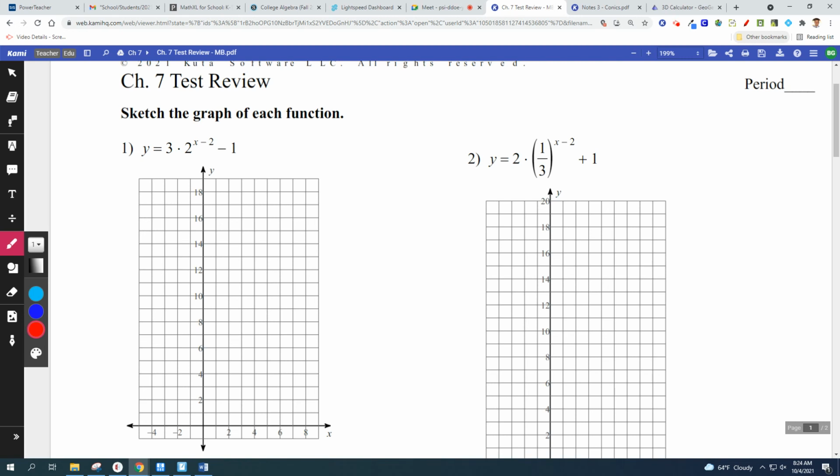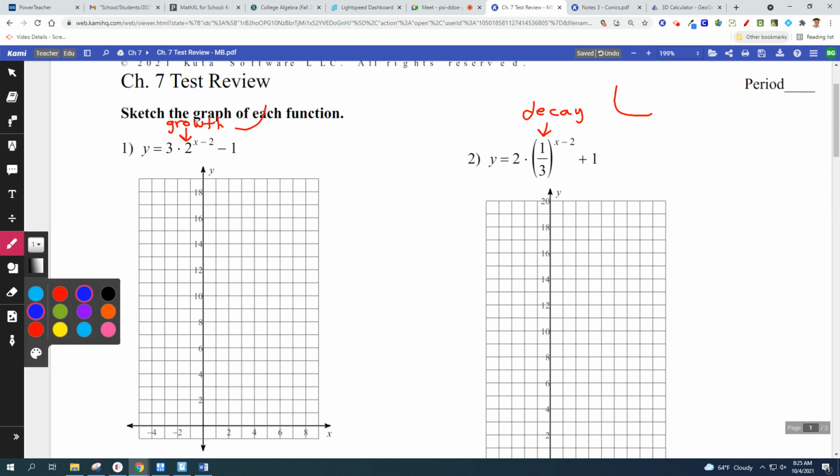Chapter 7 test review. I'm going to start off with some graphs. These are going to be exponential growth or decay graphs. One thing you should know is when this number is bigger than 1, it's going to be growth. And so typically a growth is going to go like this, unless there's a flip. Over here, when it's this fraction, 1/3, anything between 0 and 1, basically, it's going to be decay. And so it should look like that. So you kind of know what it does before we start.